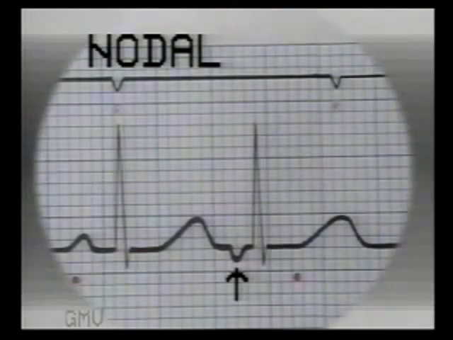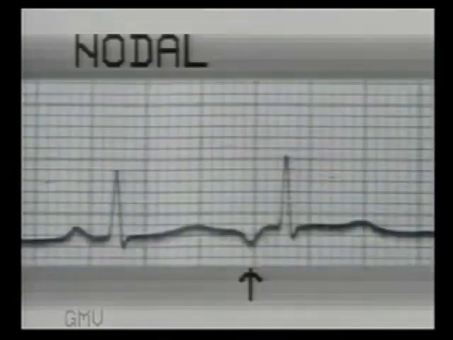The P wave is inverted as the impulse travels in the reverse direction in the atrium, and the PR interval is short because the nodal delay in conduction is eliminated. Inverted P wave and short PR interval. In this ECG, note the upright P wave of the previous sinus beat and the inverted P wave of the premature beat, indicating nodal origin.